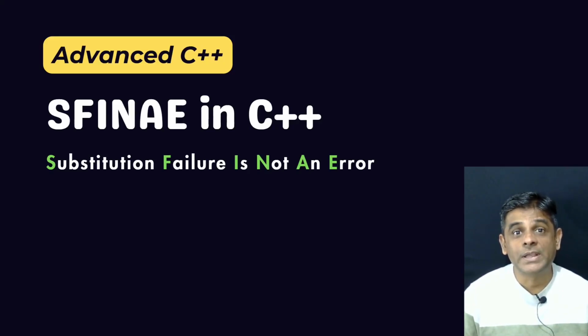Imagine you are building a template class or function in C++. How do you ensure that your template class or function is flexible, safe, and works only on valid data types? What if your user provides invalid data types?